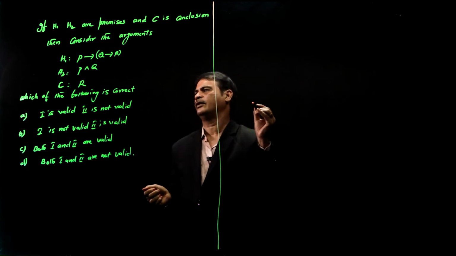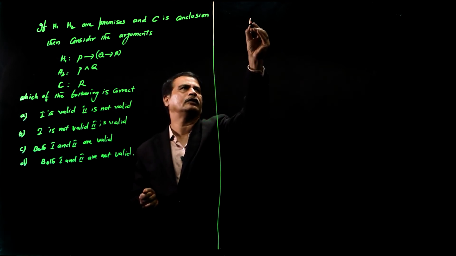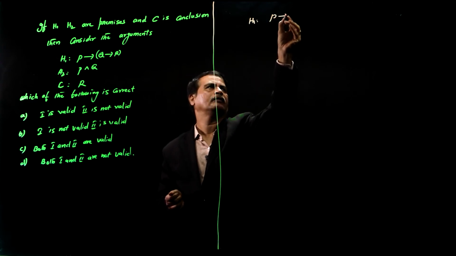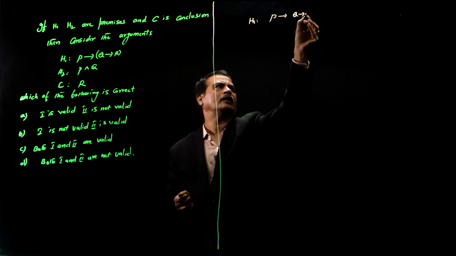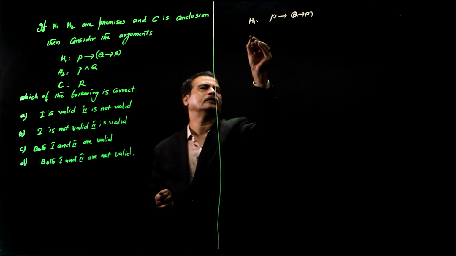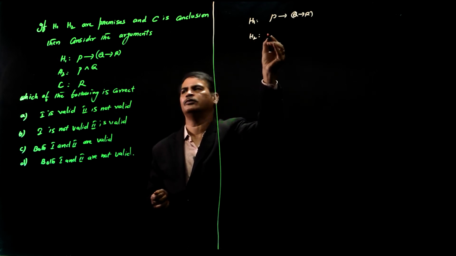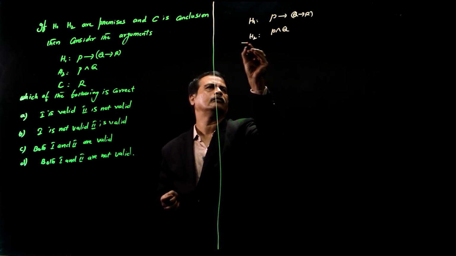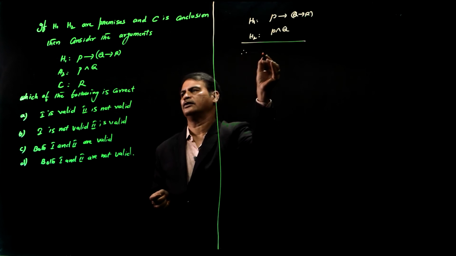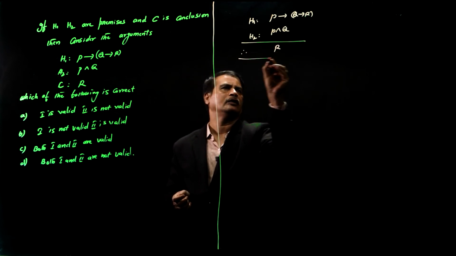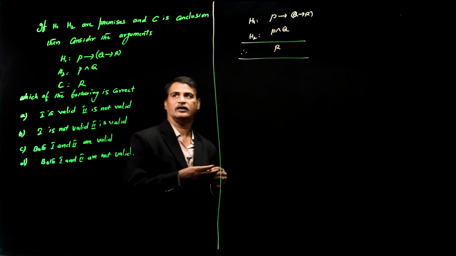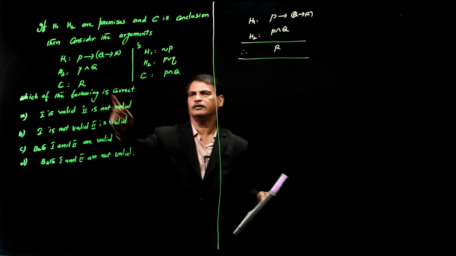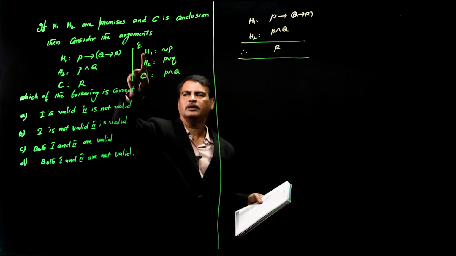Right. What are we taking? What is our H1? P implies (Q implies R). These are premises 1 and 2. Premise 2: P and Q is true. So the answer we will get is R. Is this correct or not? Does it logically follow or not? We will see. The first one is problem 1, and this is problem number 2.